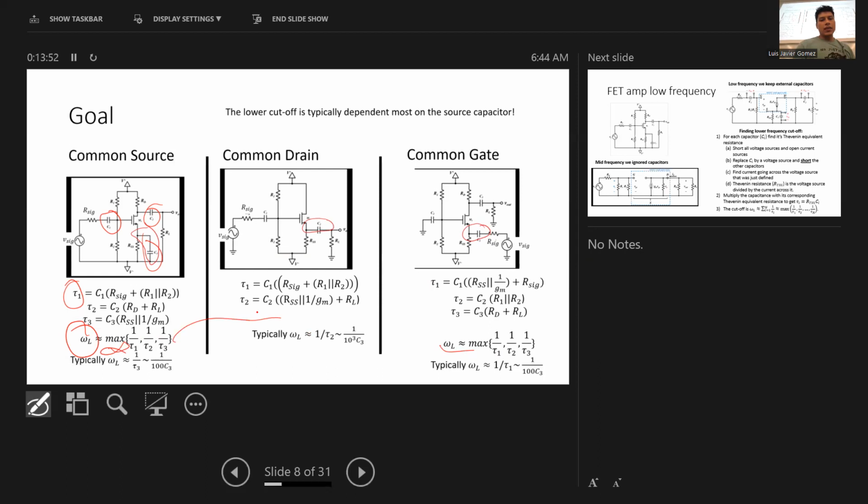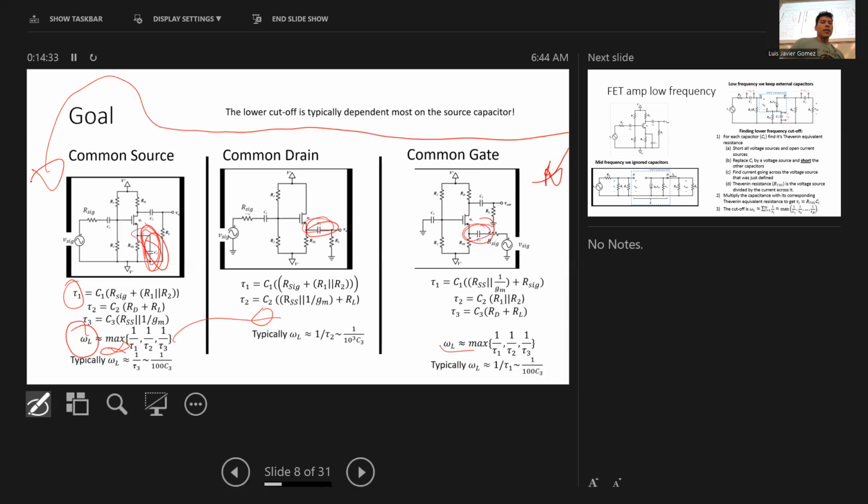I should have written this formula here, but I didn't, to figure out what the omega low is. Something that's interesting is that, as it turns out, the way we design and build these circuits, the capacitor that will most likely end up determining your omega low is the capacitor connected to the source terminal. So in the case of the common source, it's just going to be C3. In the case of common drain, usually C2 is the limiting capacitor. And in the case of the common gate, usually C1 is the limiting capacitor. So these are the results we're actually working towards.